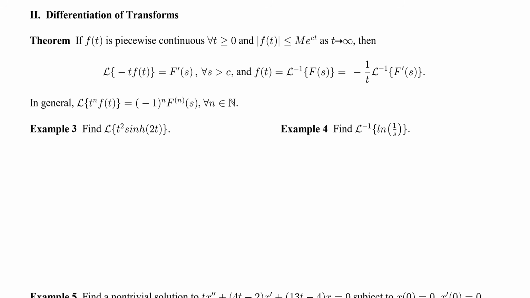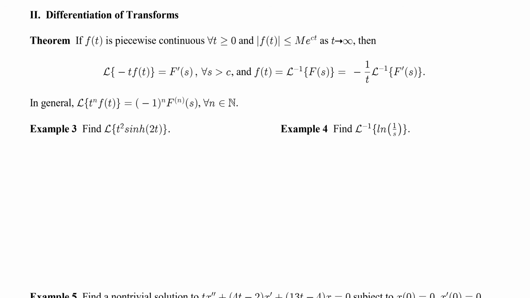If f of t is piecewise continuous for all t greater than or equal to 0, and the absolute value of f of t is less than or equal to M e to the ct, that just means it's of exponential order and its Laplace transform exists, then here's the heart of the theorem. The Laplace transform of negative t times f of t equals big F prime of s for all s greater than c.